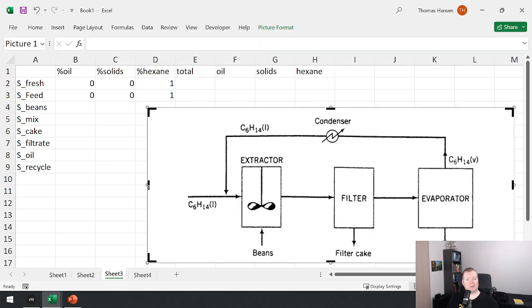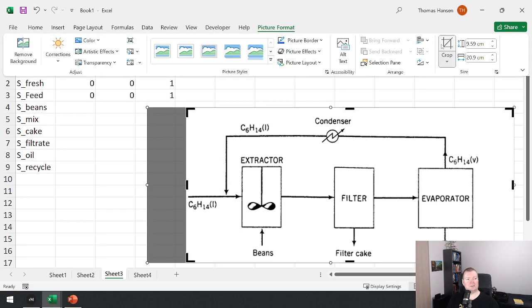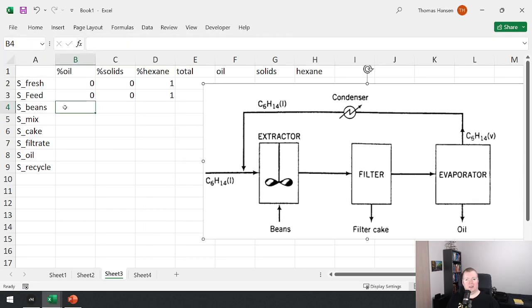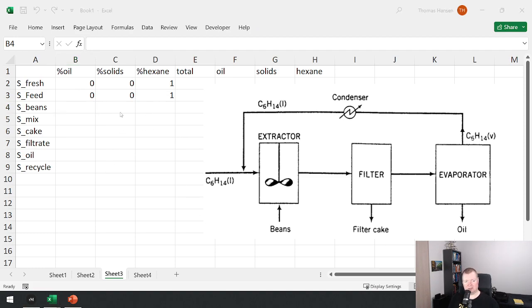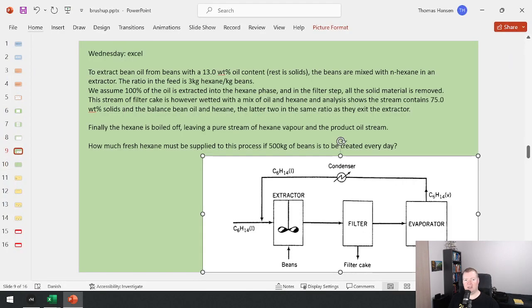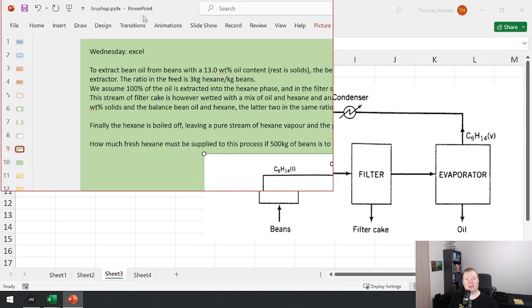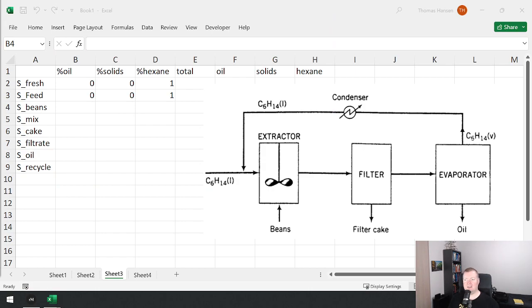Let's just crop that a bit. There we go. Then I have my beans, and then I need the information about my beans. So let's go back to the assignment and read what it says about the beans. Actually, I'm just going to do it like this, so now I can see it and you can't. So my beans would contain 13% oil, and the rest would be solids. So 1 minus the 13%, there's no hexane in my beans.